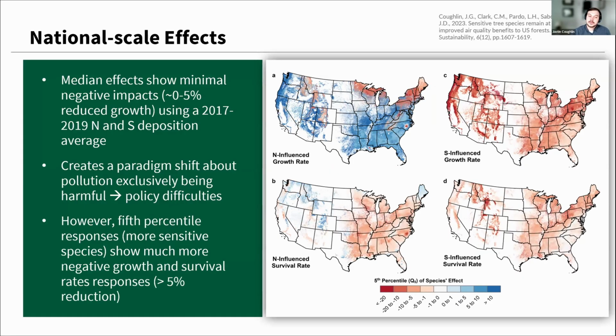However, when we flip over to the fifth percentile effects or the more sensitive species, what we see are much more negative growth and survival rate responses across the CONUS, greater than 5% reductions in growth rate and survival. And even for nitrogen, you're seeing in certain hotspots in the northern forest, pockets of the west, and some of these agricultural regions, more harmful effects that are occurring.